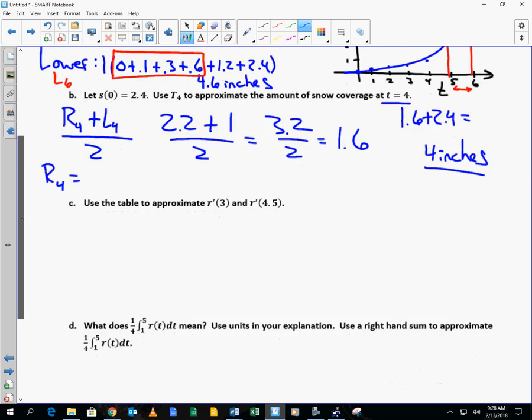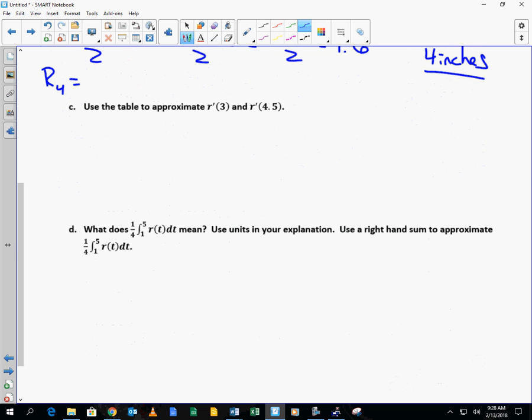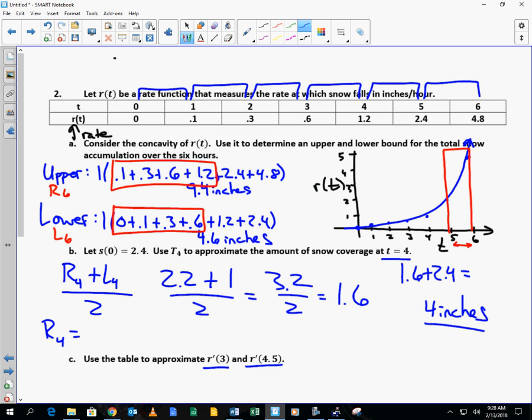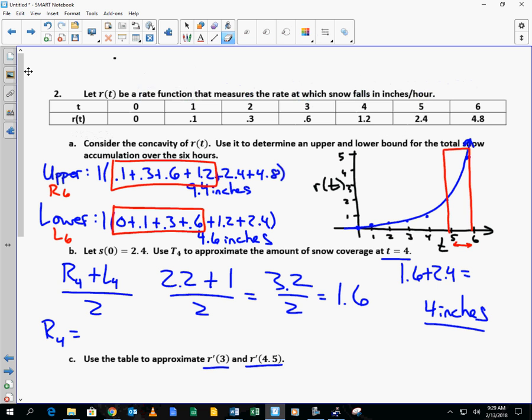Okay. All right. Use the table to approximate r prime of 3 and r prime of 4.5. What does that mean? What does r prime mean? Finding the derivative. Now, do we have a nice formula that we can just find the derivative of here? So we're going to approximate it. In order to approximate it, we're going to do an average rate of change. So we're simply going to find slope. I would like to find the slope at this spot, okay? I would like to find r prime of 3.